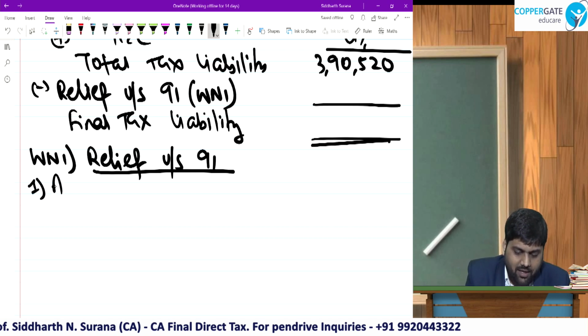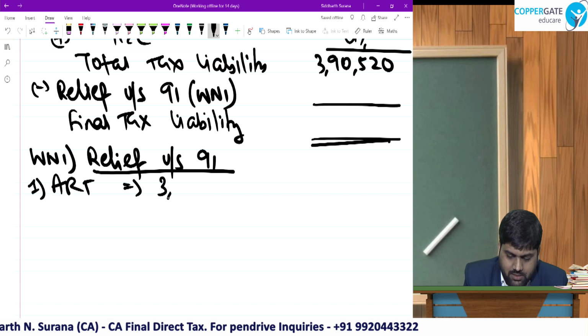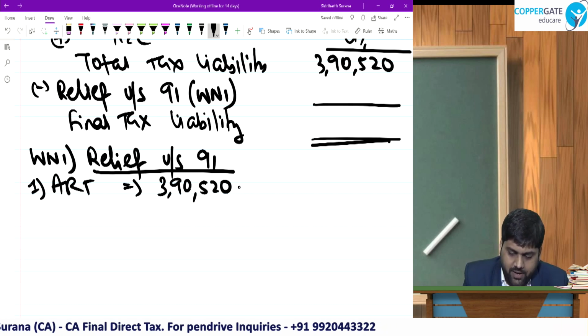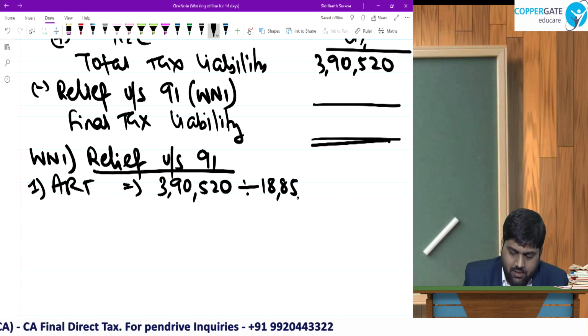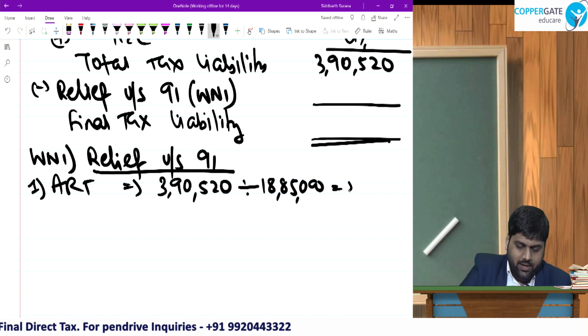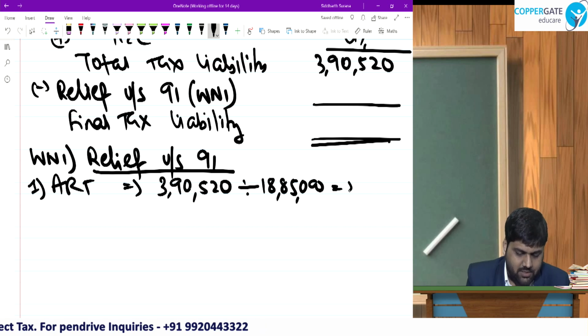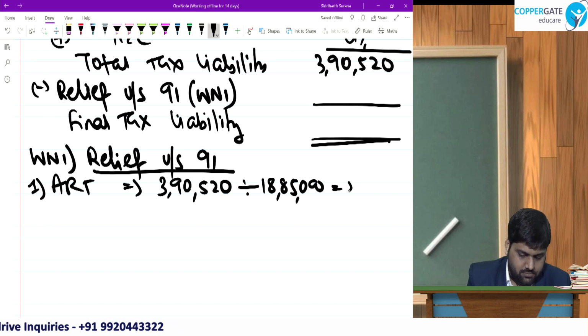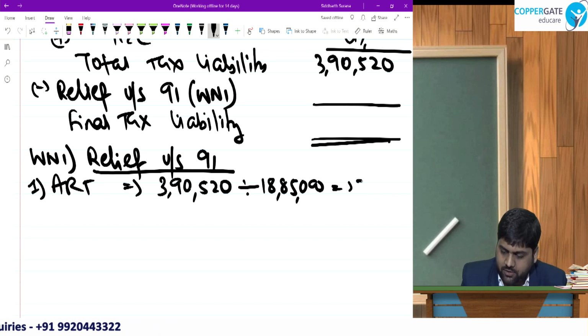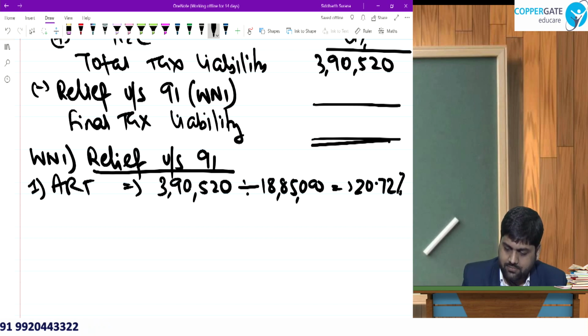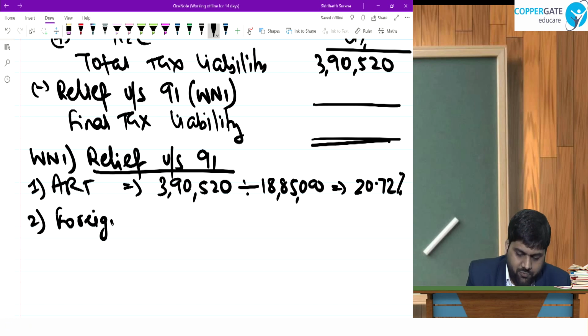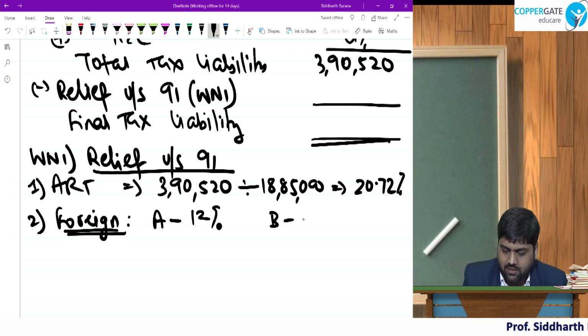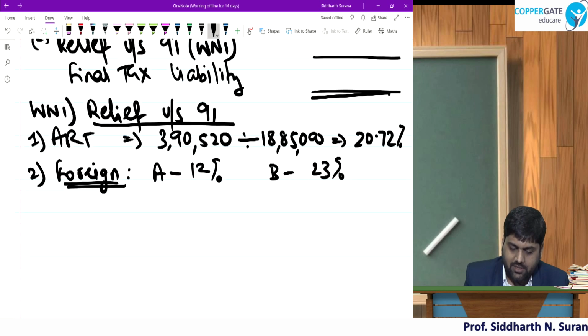As far as your average rate of tax in India is concerned, 395.20 divided by 1885 into 100, your Indian tax liability, your average rate of tax in India is going to be 20.72%, and this will be compared with tax rate in foreign countries. We have been given two countries in the question. Tax rate in country A is 12%, tax rate in country B is 23%.